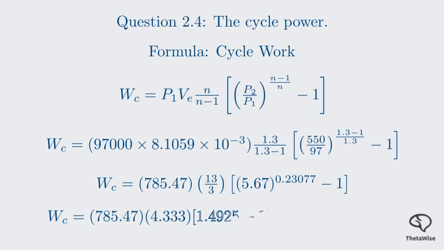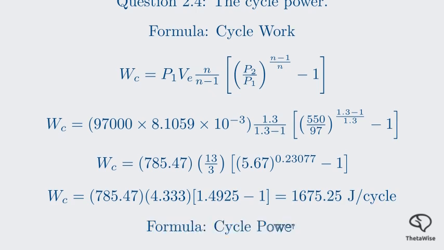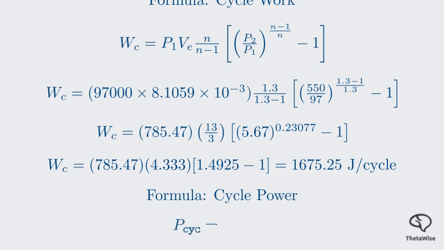Now we multiply everything together: 785.47 times 4.333 times 0.4925. This yields a work per cycle of approximately 1675.25 joules. To find the cycle power, we multiply this work per cycle by the number of cycles per second. Power, PCE, equals the work per cycle, WC, multiplied by the frequency, F.